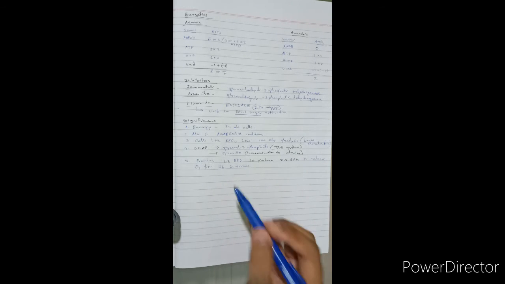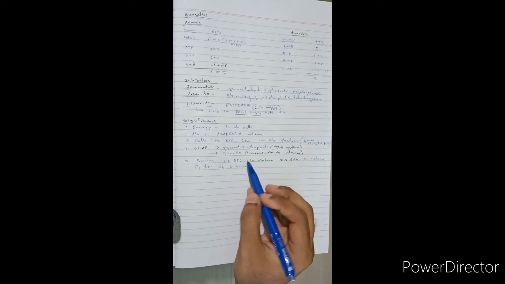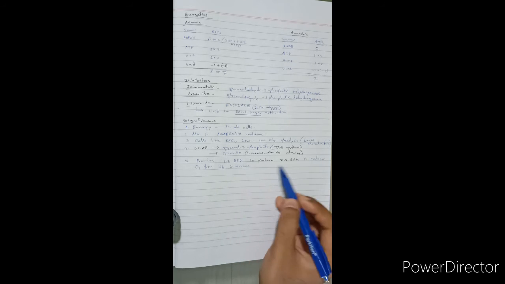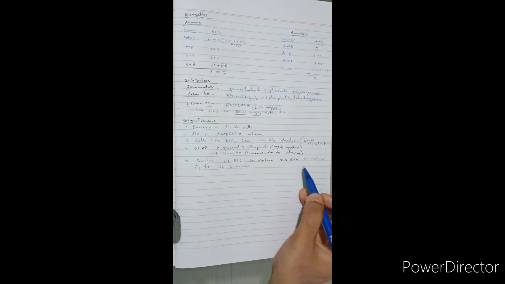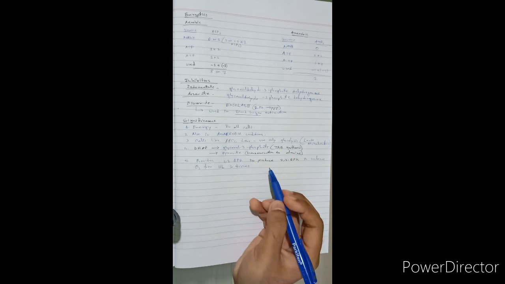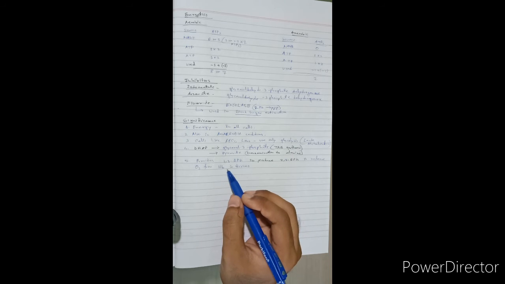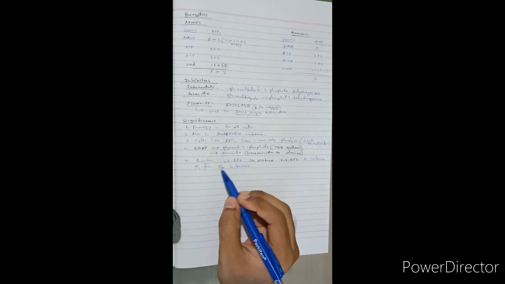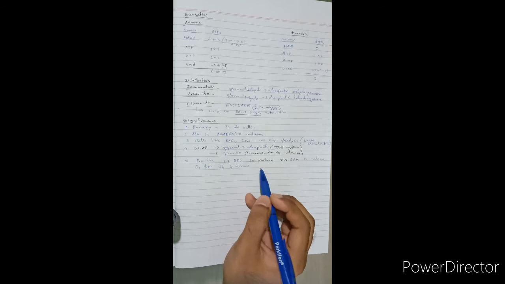Glycolysis provides an intermediate, 1,3-bisphosphoglycerate, to produce 2,3-BPG, 2,3-bisphosphoglycerate. This actually reduces the affinity of hemoglobin for oxygen and helps in dissociation of oxyhemoglobin to release oxygen to tissues.